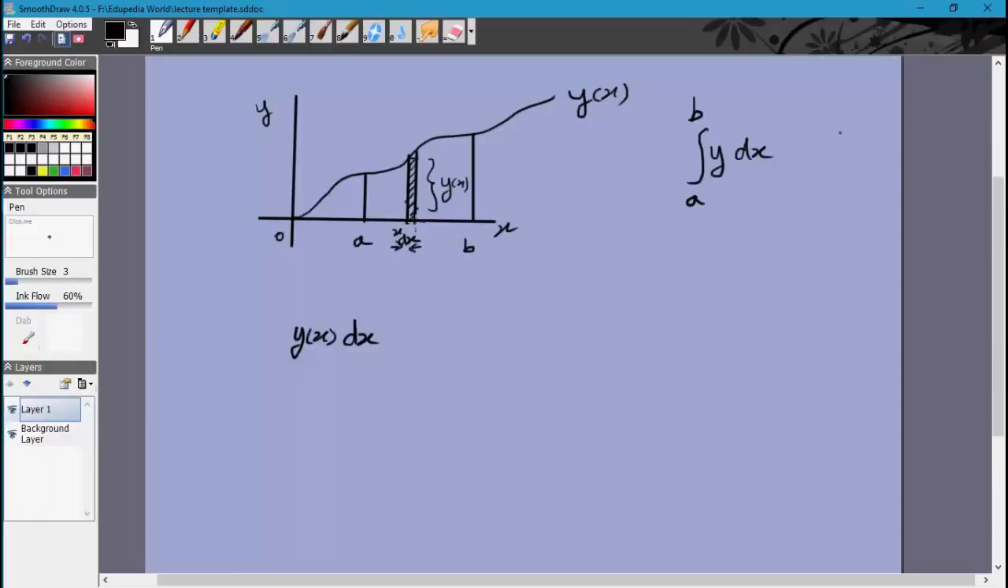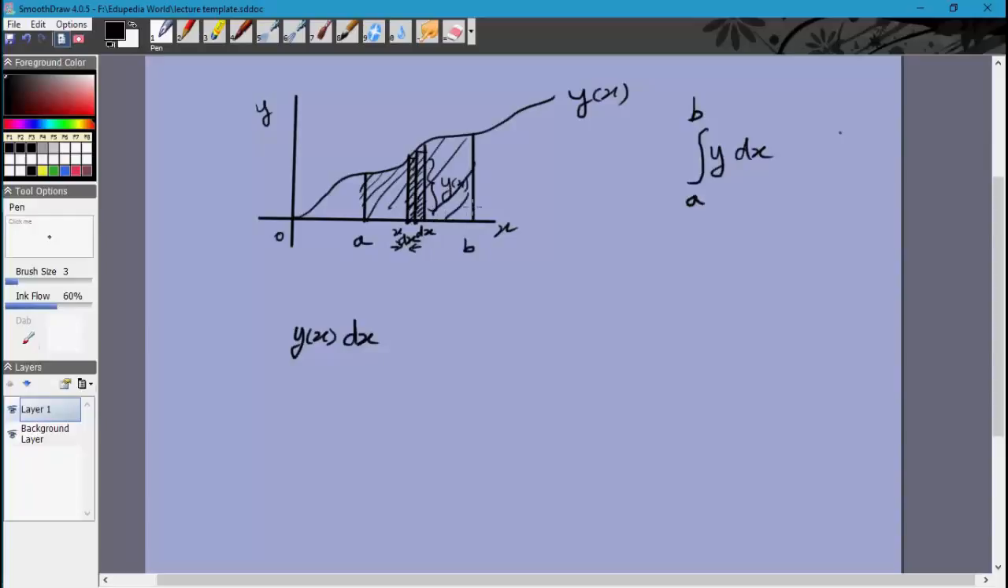Now if we move a little bit further, take another element of length dx, then this point would be x plus dx, and at that point, this height would be y of x plus dx, or y of the new value of x. And again, we can assume that these two heights are the same, so this would give me the next area. And if we add these areas, this gives us integral of a to b y dx. So integral of a to b y dx is basically this total area.